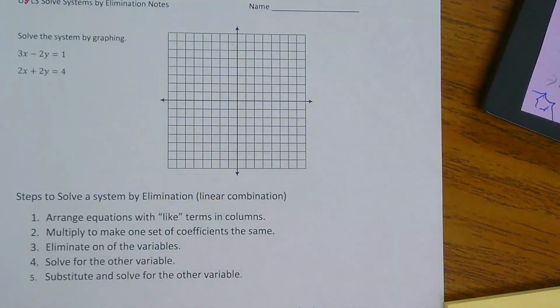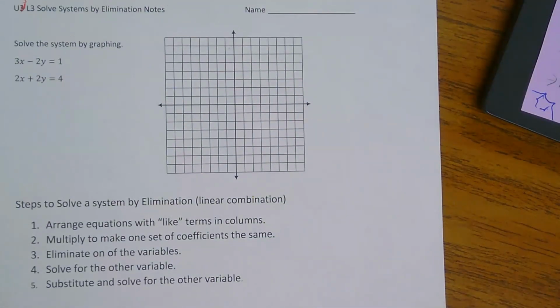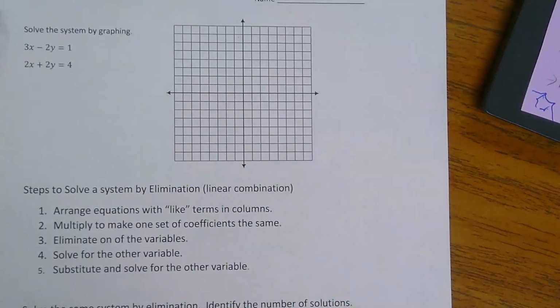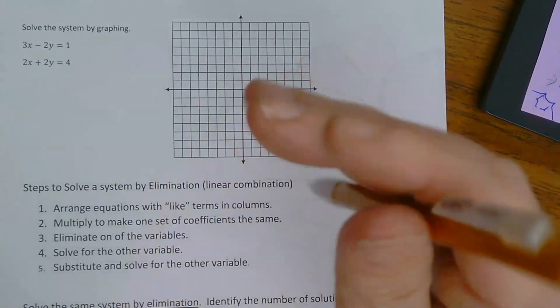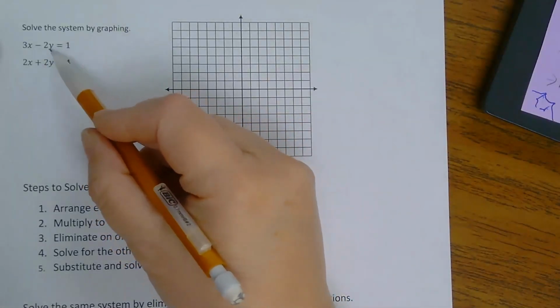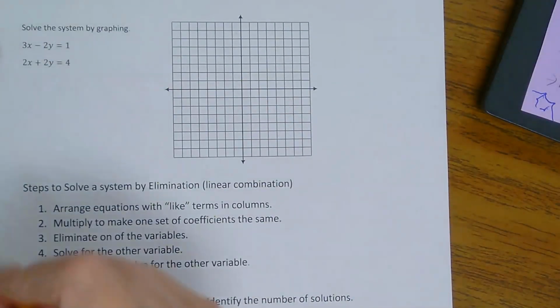This is Lesson 5, Unit 3 notes. You've already learned how to solve systems of equations using the graphing method and the substitution method. So I want to go back, just as a reminder, and solve this one using the graphing method.